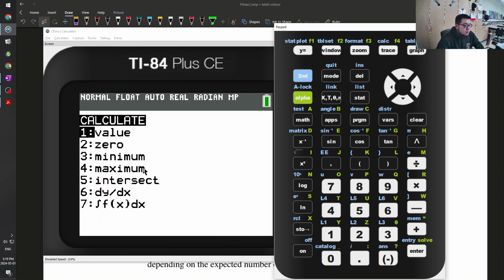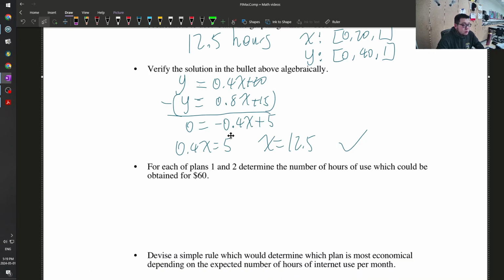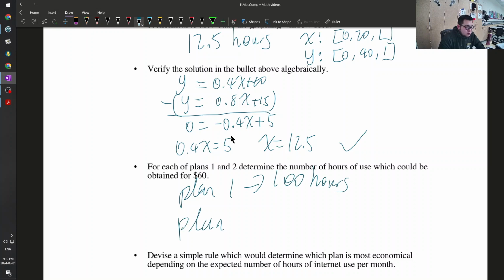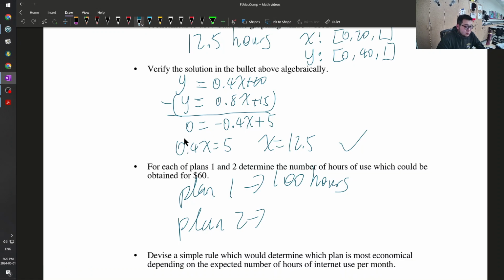Okay, second calc, 5 for intersect. First curve is the blue one. Second curve is the black one. What is my intersect? So plan 1, you have to use 100 hours. Plan 2. Second calc, 5 for intersect. First curve is the red one. Second curve is the black one. What is the intersect? 56.25. 56.25 hours.